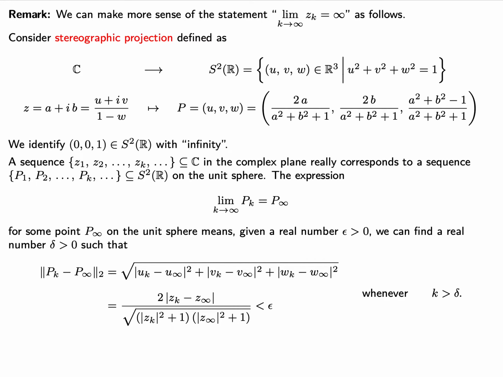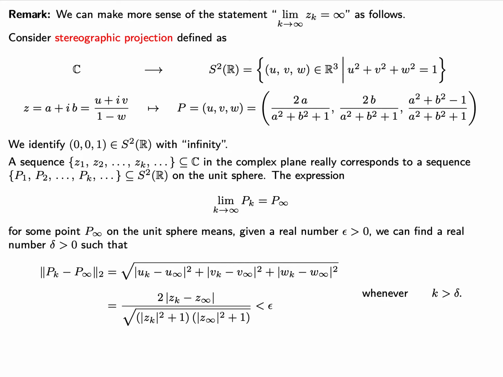This means that a sequence of complex numbers z sub k actually corresponds to a sequence of points p sub k on the sphere. So now let's try to make sense of the expression the limit as k increases without bound of p sub k is some point p sub infinity. This really means given a real number epsilon that's positive, we can find a real number delta also positive such that the 2-norm of p sub k minus p sub infinity is less than epsilon.